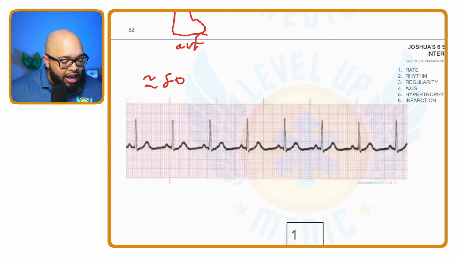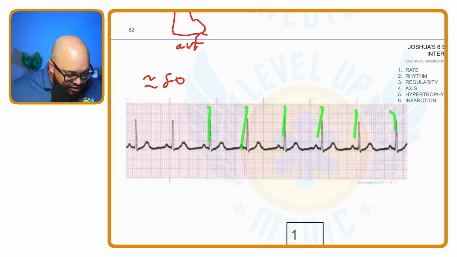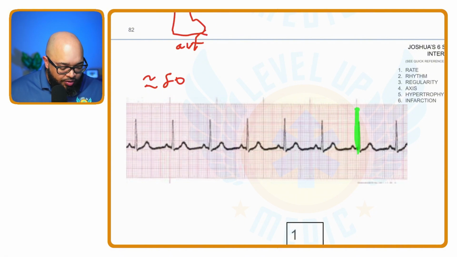Now, let's use the 300 method. What we do is we go from left to right and we find one of these complexes that lines up nicely with a solid line. Actually, all of these are about the same, but we'll take this one right here. And now we're going to count over the number of big boxes till we get to the next R wave.